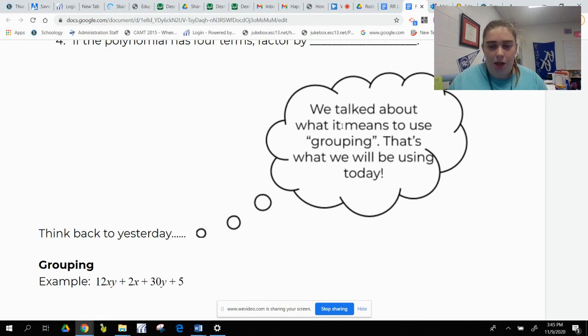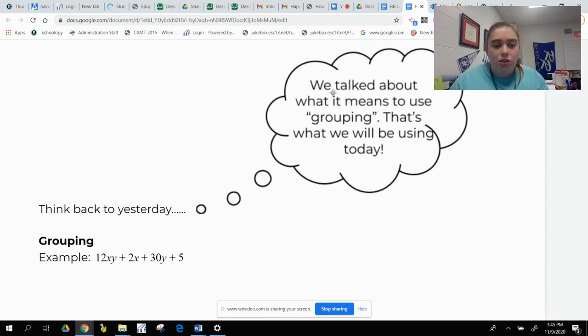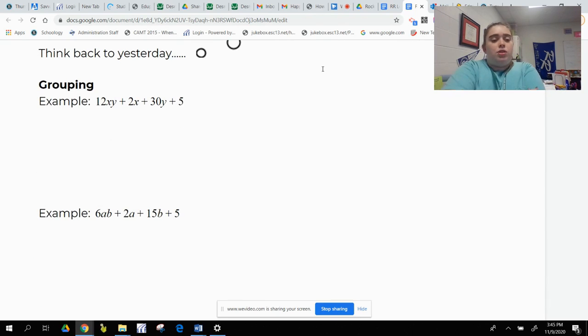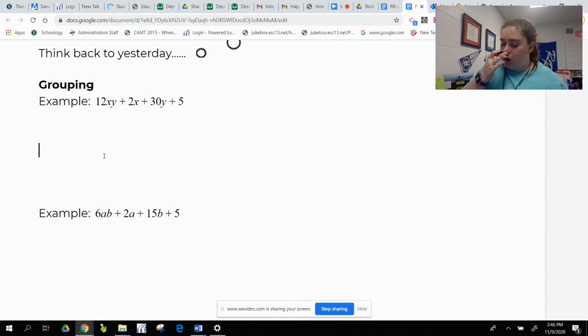All right, so again, we're going to be talking about grouping. Think about how we used that yesterday in the bottoms up method, when we grouped different terms together to create something new. So let's look at this first example: 12xy plus 2x plus 30y plus 5. How we do that is we're going to group these terms together into 2 binomials first.